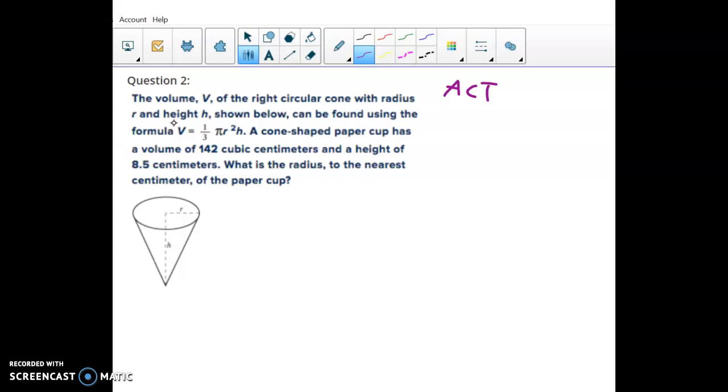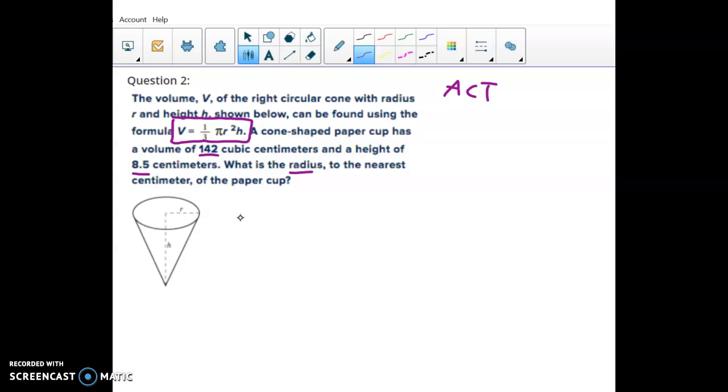They tell you right here that the volume for a cone is 1/3 pi times radius squared times height, right? And that formula comes from the area of this circle right here multiplied by the height, and then you have a third because it's a cone, not a prism, or a cylinder in this case. So they tell you the volume, and they tell you the height, and you have to find the radius to the nearest centimeter.